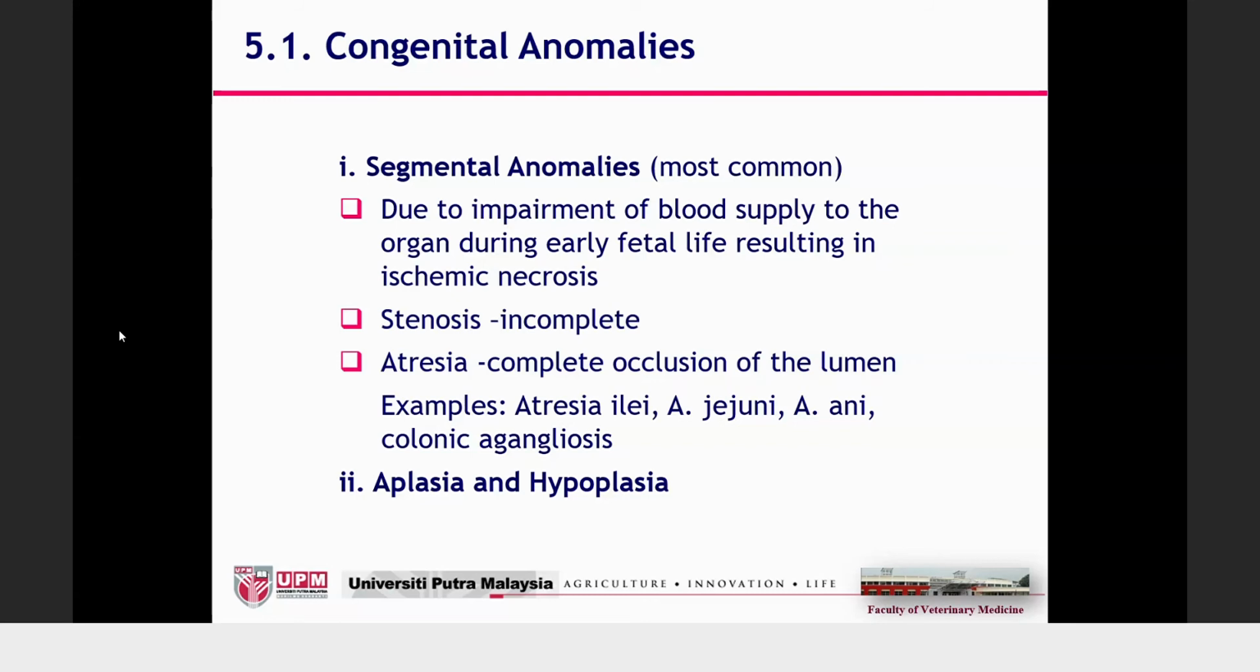If this is noticed in newborn animals, of course the animal is not defecating. So when an animal is not defecating, one of the possible differential diagnoses is that they have a segmental anomaly or atresia. What you need to do, of course, is surgical intervention, removing this area and then doing an anastomosis within the area. So we need a surgical intervention to solve this problem of atresia. There is also aplasia or hypoplasia.